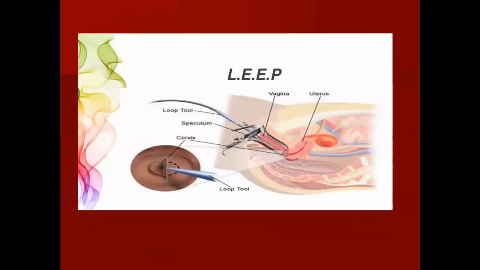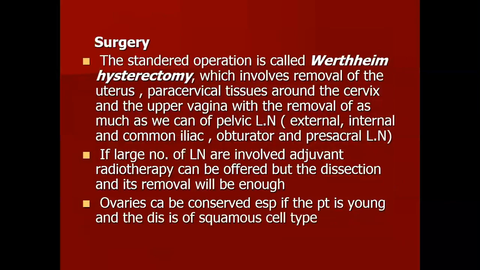This is the LEEP. We use a loop of cauterization and we cut a cone-shaped area. The surgery, the standard operation, is called Wertheim's hysterectomy or radical hysterectomy.